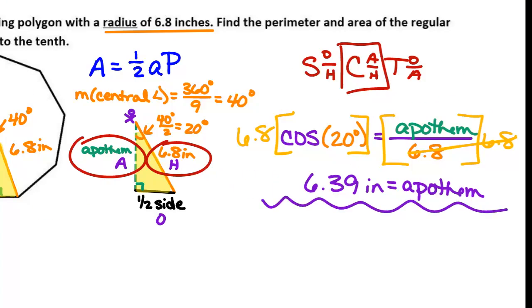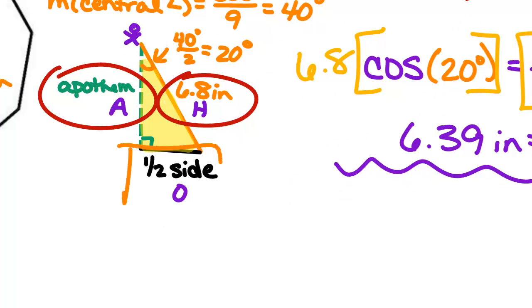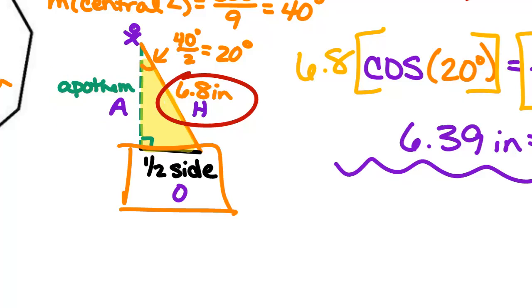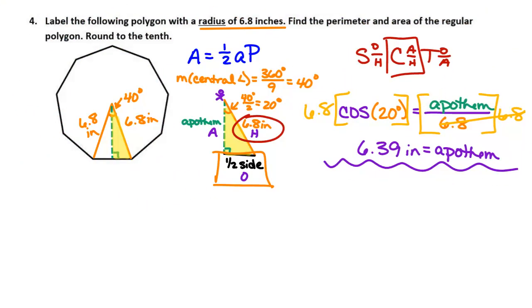So I need that. We did just run out of time, but I would need to find this half side here. So I would need to use the hypotenuse and the opposite, which means sine, to find half my side, times it by 2 to find my whole side, and then I would times that by 9 to find the perimeter, the length of one side times the number of sides, and then I would have all the pieces that I need. Answer key for this is already up in Canvas.